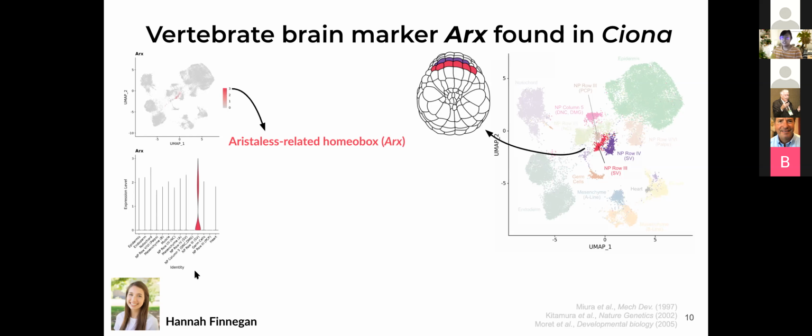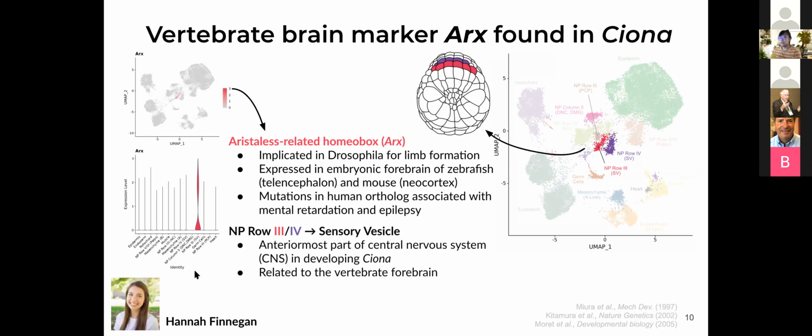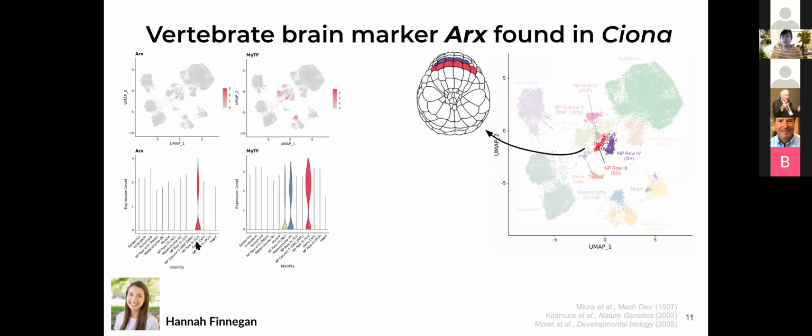ARX stands for Aristaless-related homeobox, and it was first implicated in Drosophila for limb formation. It's expressed in the embryonic forebrain of zebrafish and mouse, and mutations in the human ortholog of ARX are associated with mental retardation and epilepsy. This was interesting to us because the sensory vesicle within Ciona, which is what row 3 of the neural plate develops into, is related to the vertebrate forebrain. It's the anteriormost part of the central nervous system for Ciona. And while it's known that chordate brain development is highly conserved, this finding of ARX hinted at the degree of conservation across these species.